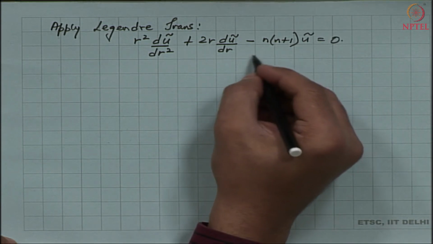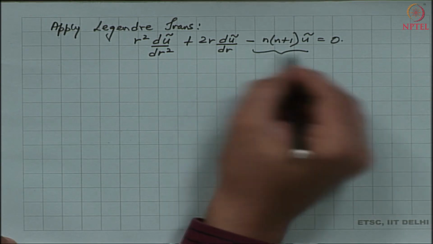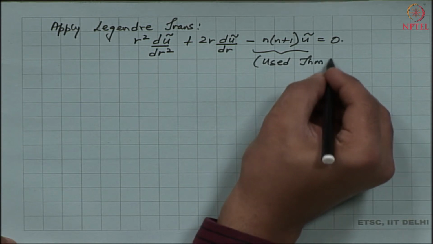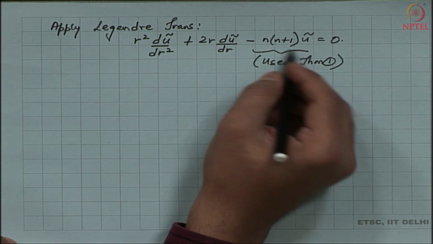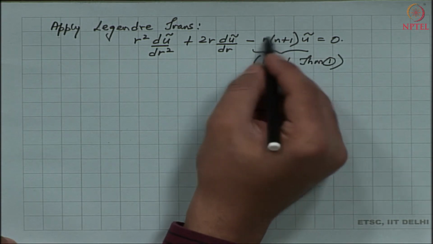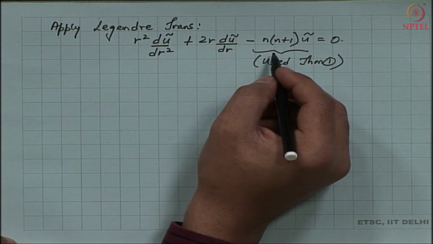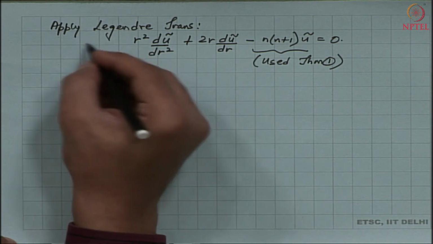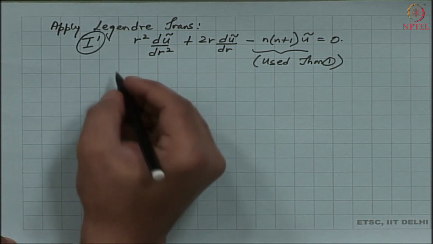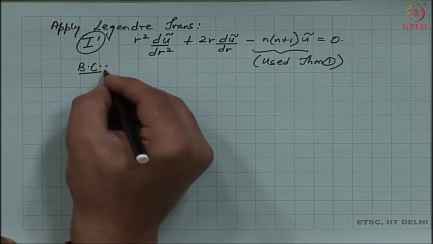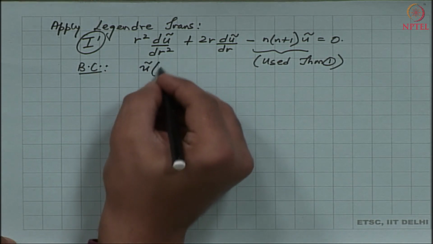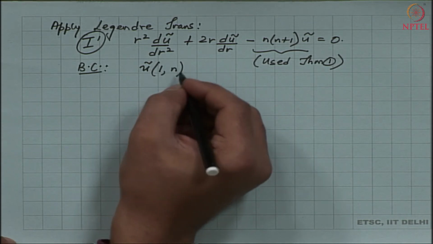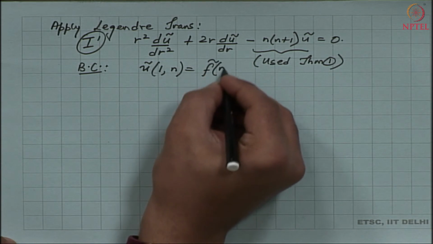I have already used Theorem 1 in this part of my ODE, which gives the relation between the Legendre transform of the operator with this constant sitting outside. Let me call this equation 1 prime, and then my boundary condition reduces to the following: ũ at (1, n), my transformed variable, is given by f̃(n).